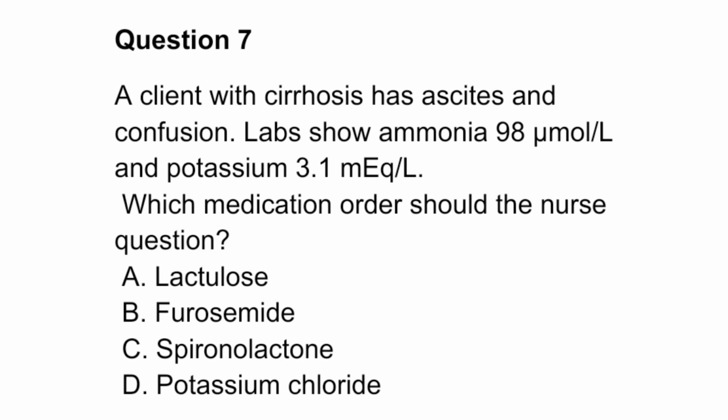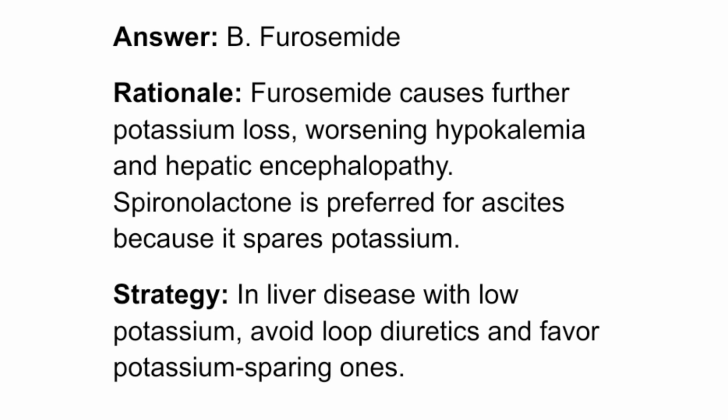Question 7. A client with cirrhosis has ascites and confusion. Labs show ammonia 98 mcmol/L and potassium 3.1 mEq/L. Which medication order should the nurse question? A. Lactulose. B. Furosemide. C. Spironolactone. D. Potassium chloride. Answer: B.